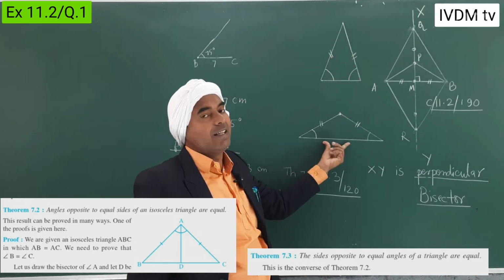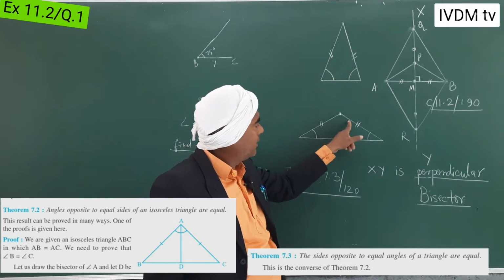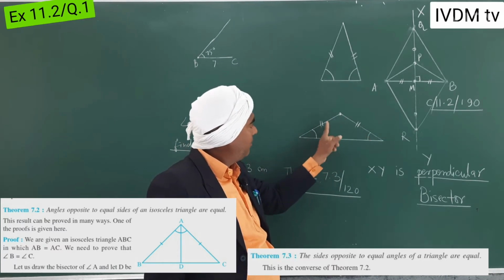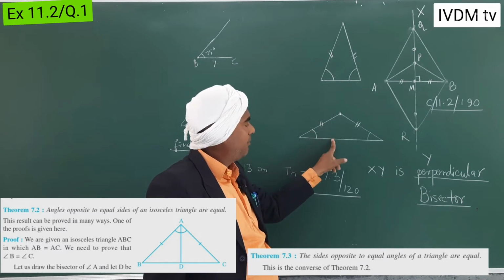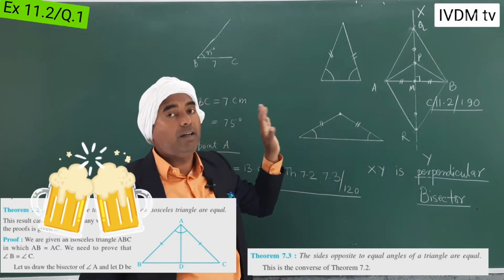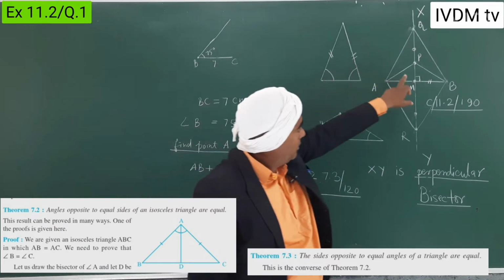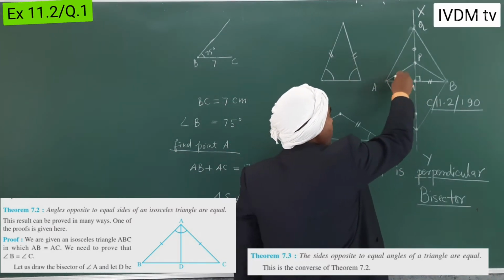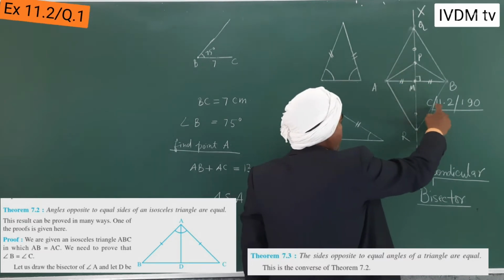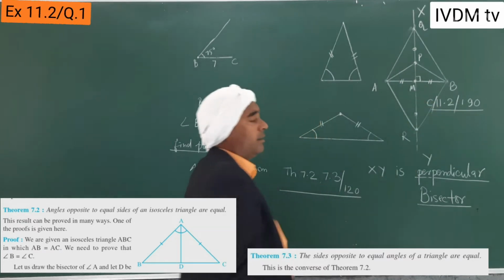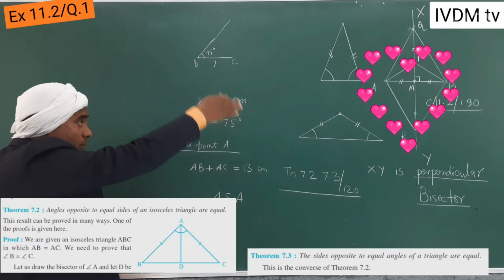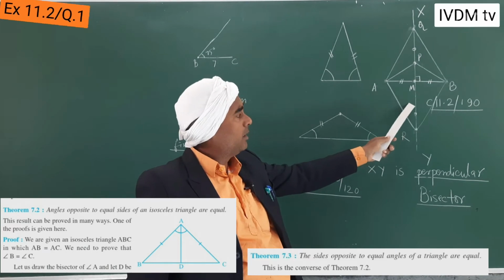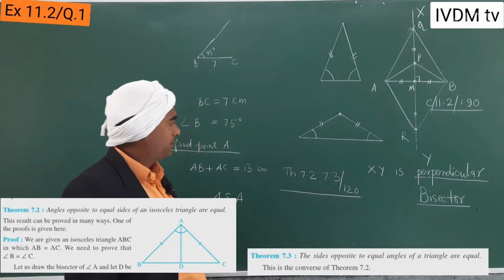If the third side is greater, then the angle will be greater. And if all the angles are equal, then the sides will also be equal, meaning an equilateral triangle. So this is also applied here. This is in the theorem. It is given in the theorem. You will see this in the chapter, page number 190. So we will use this theorem or this theorem, both are almost the same, the perpendicular bisector concept.